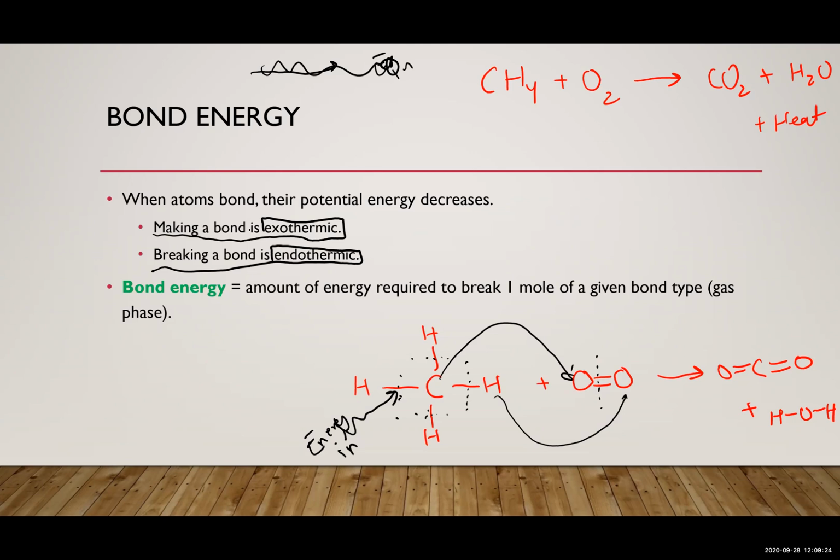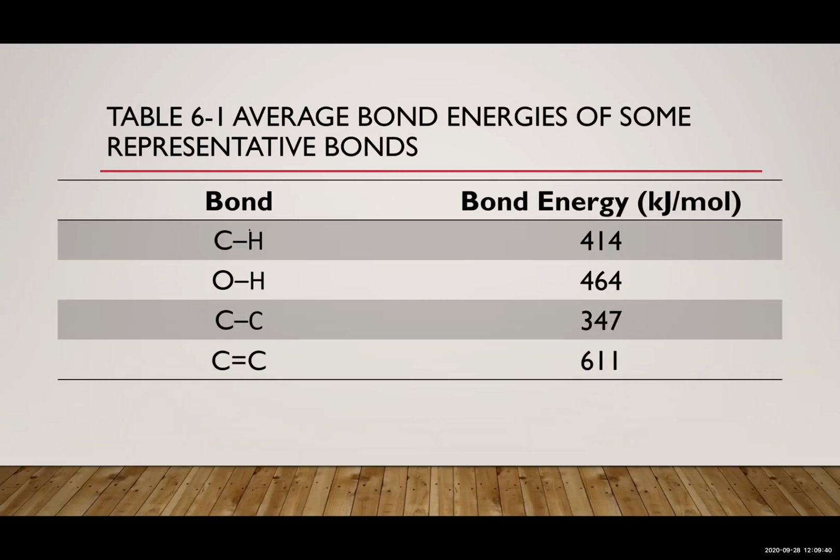So what is bond energy? Bond energy is the amount of energy required to break 1 mole of any given bond type in the gas phase. Let's look at some values. In order to break a carbon-hydrogen bond, how much energy do we need to spend? 414 kilojoules. You can see that different kinds of bonds require different amounts of energy. But one thing is interesting: if we have a single bond and a double bond, both carbon-carbon, do you see the difference?